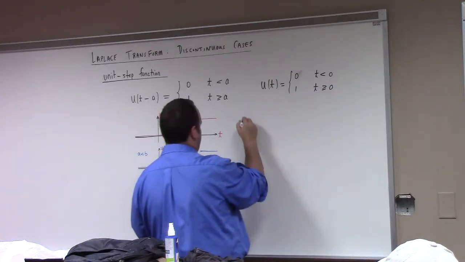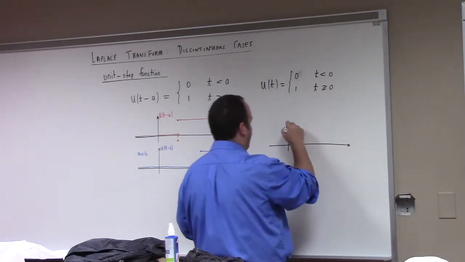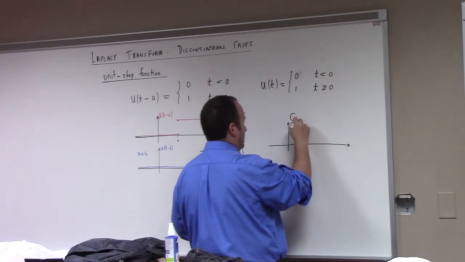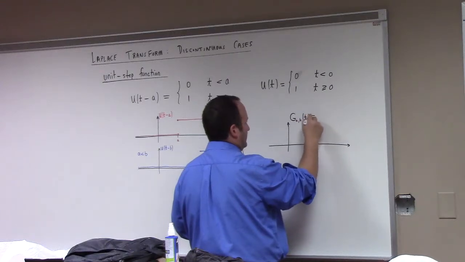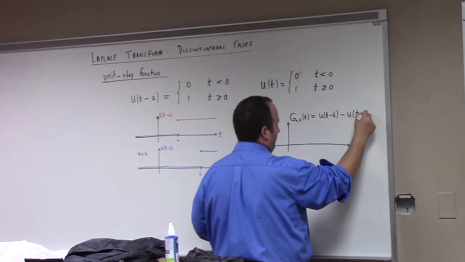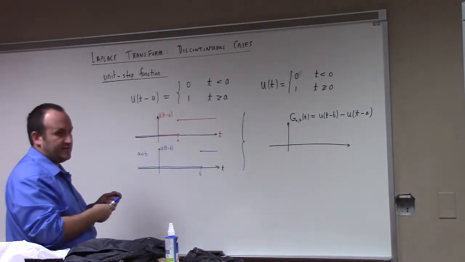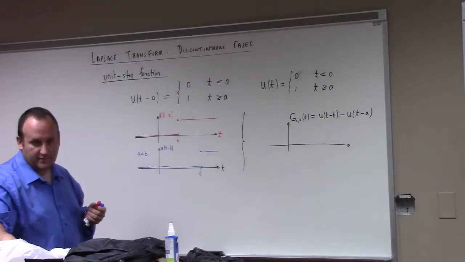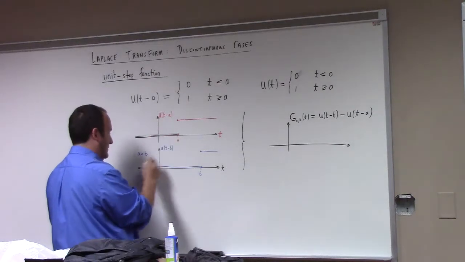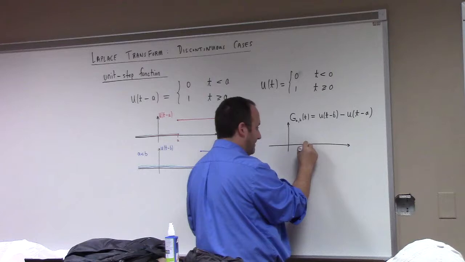Put these two things together. Let's say the gate function from a to b, which we'll define to be u(t minus b) minus u(t minus a). Then if you think about the graph of that, you got three cases, right? So the first case, it's like this and this, right? So it's 0 all the way over to a.